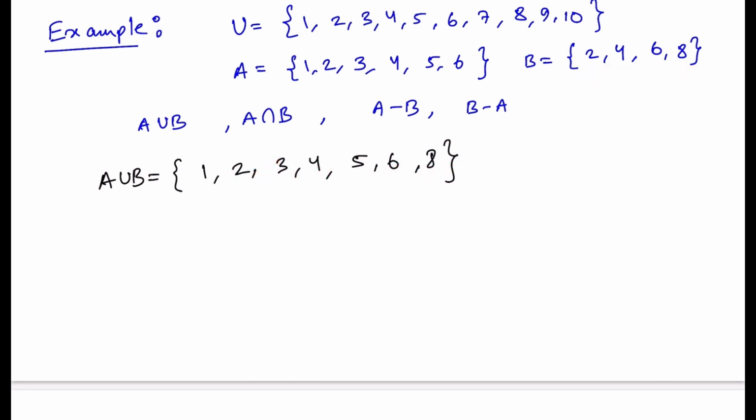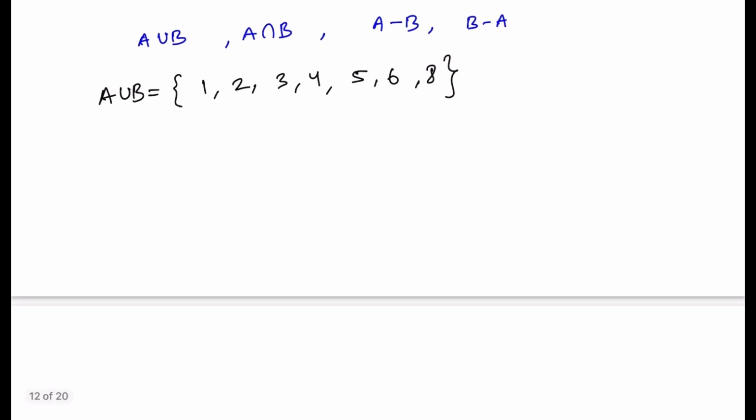So don't repeat the elements in a set. We do not repeat the elements. So 2, 4, 6 are already present in the set, so we have only written 8. So this is A union B. A union B is a set of all the elements of A and B.